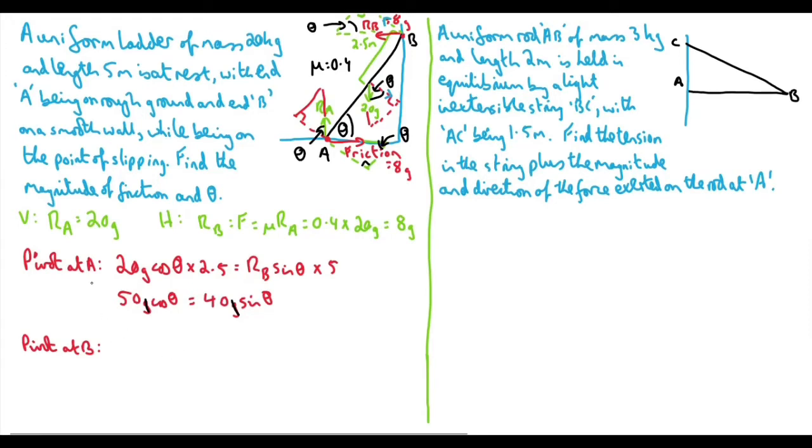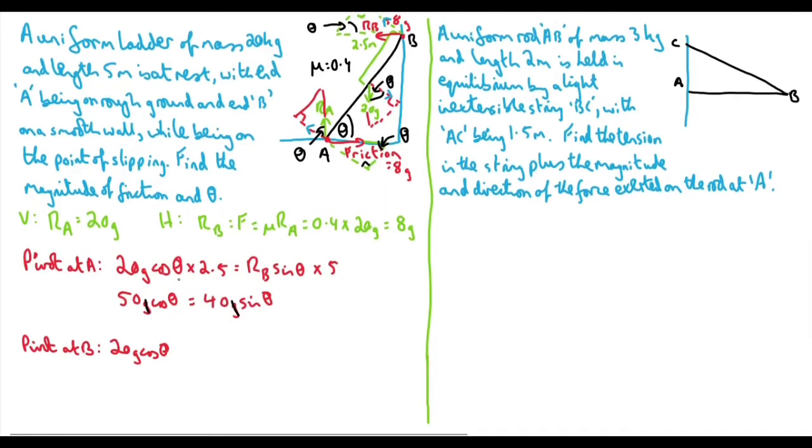So the reaction at A we know to be 20g. However, we'll be looking for this component here. Because the angle theta is here, that makes that the adjacent. So we'll be calling this 20g cos theta, somewhat similarly to the first statement that we had before. This time, however, we're going to be timesing it by the whole length of the ladder, so it's going to be times by 5. Then this is going to be equal to the sum of the components of the friction and the weight that will be pulling it in an anti-clockwise motion.